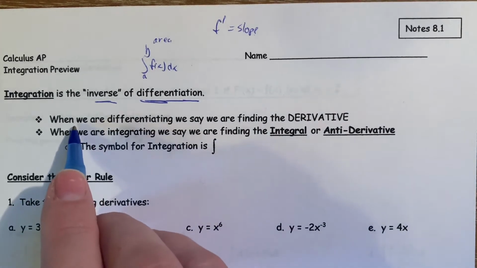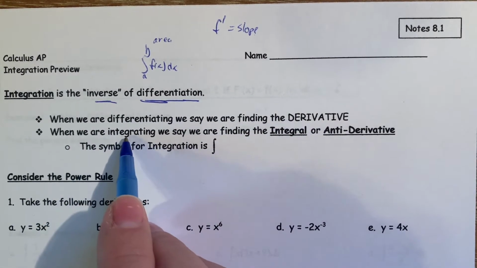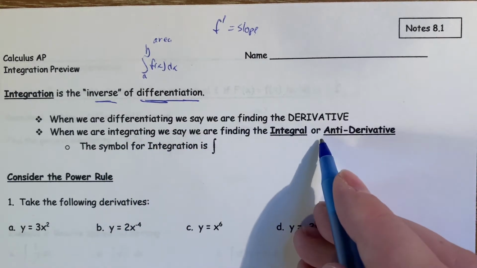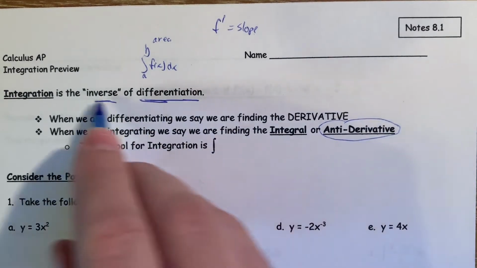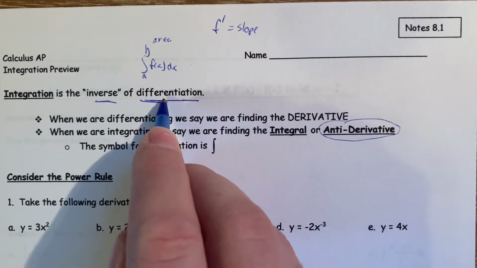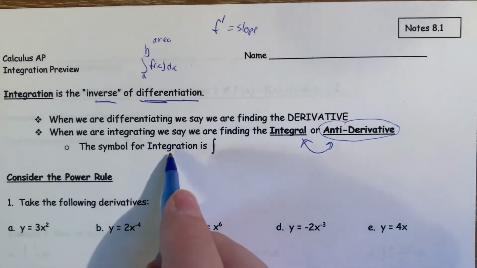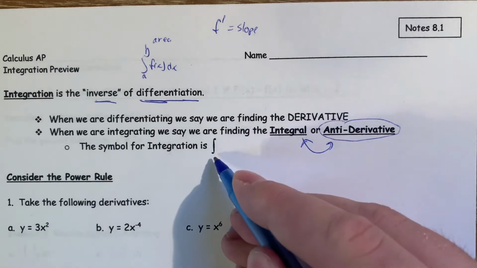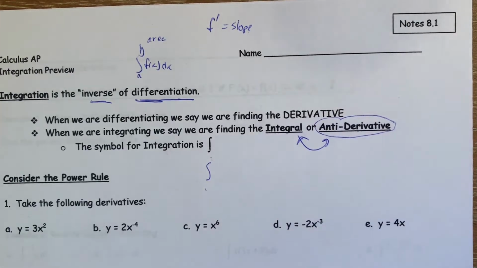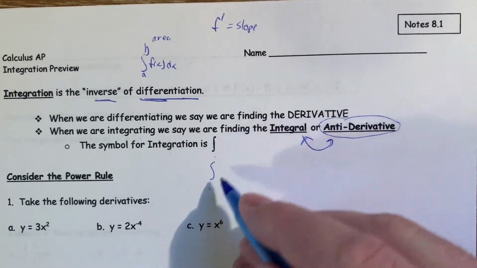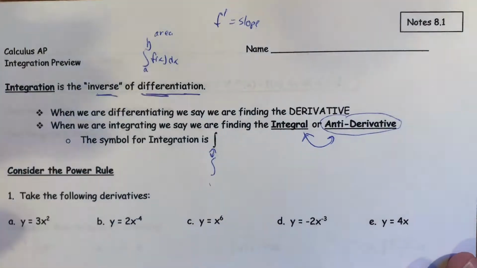So when we say we are differentiating, we say we are finding the derivative. When we say we are integrating, we say we're finding the integral or the antiderivative. Because the integral is the inverse of a derivative, sometimes we call an integral an antiderivative. And the symbol for integration is this integral symbol. Notice that it does not have numbers at the end. If you put numbers at the end, that will mean area, which we'll find they'll be incredibly connected to each other, but you can find the antiderivative without actually finding area.